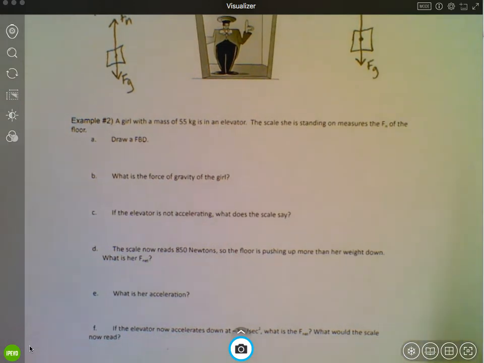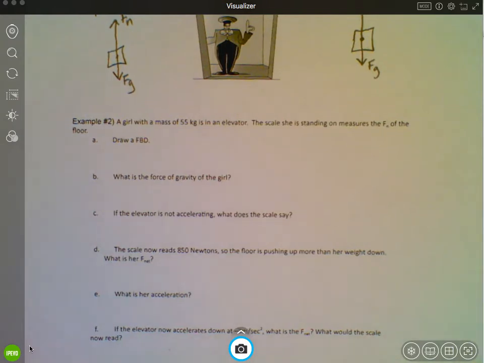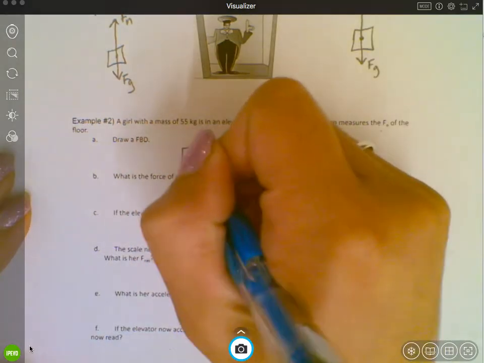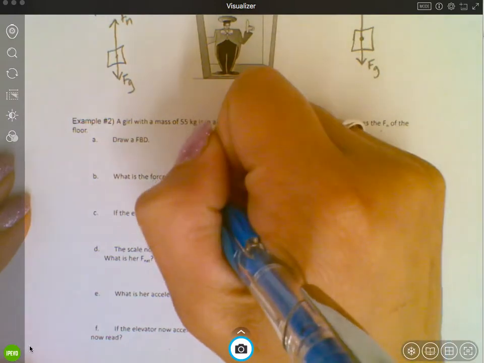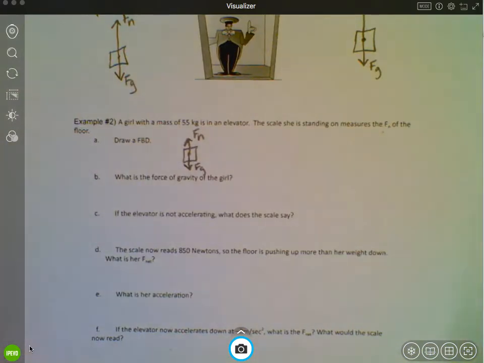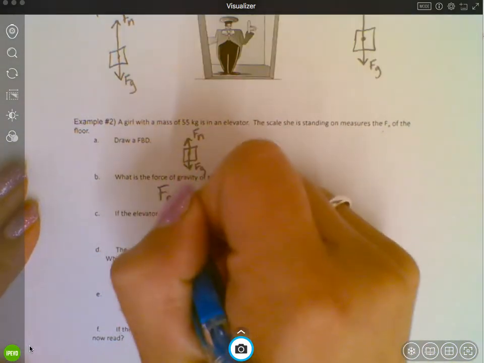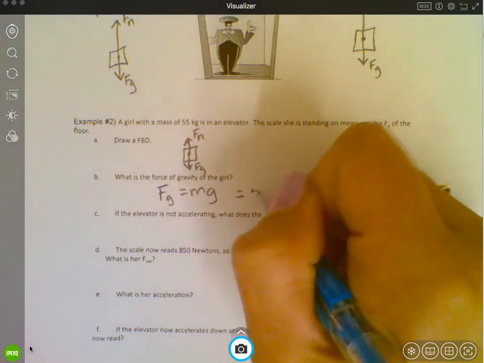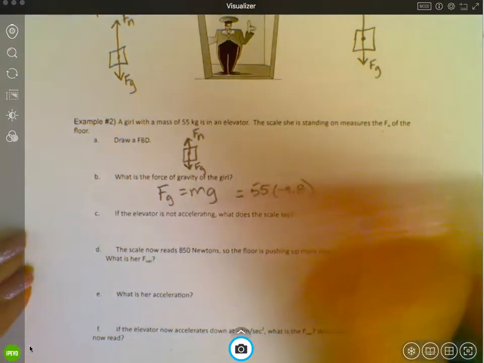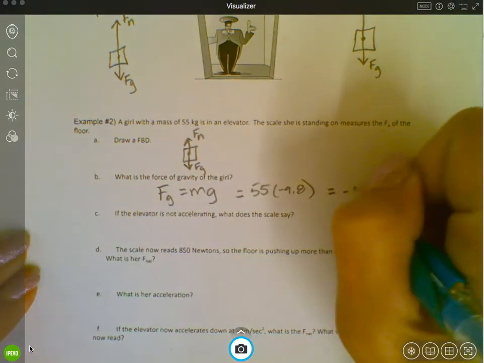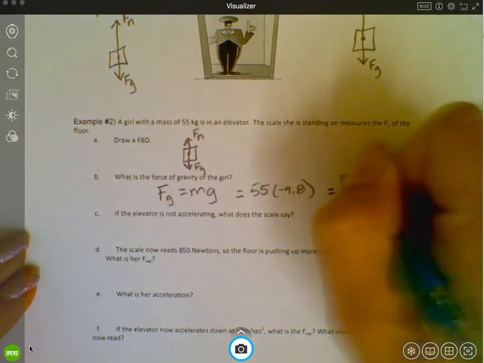Example: a girl with a mass of 55 kilograms is in an elevator. The scale she is standing on measures the normal force of the floor. So the scale measures the normal force. Draw a free body diagram. She's just standing there, so we'll have force of gravity, and we'll draw the normal force being equal. Force of gravity on anything is mass times acceleration of gravity. So we get 55 times negative 9.8, so negative 539 newtons.